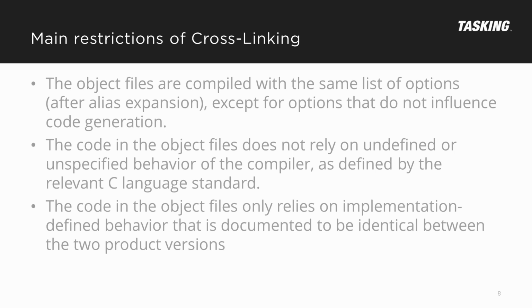One other restriction is that the code in the object file does not rely on undefined or unspecified behavior of the compiler as defined by the relevant C language standard. But this is more or less, if you're having something like MISRA, you shouldn't rely on unspecified behavior anyway if you stick to safety guidelines or to MISRA guidelines. So this is not specific to cross-linking. This is more or less something you should do anyway for your regular application. And also the code in the object files only relies on implementation defined behavior that is documented to be identical between two product versions.